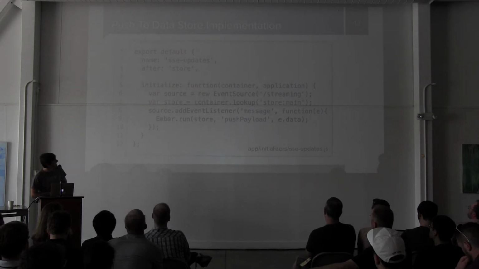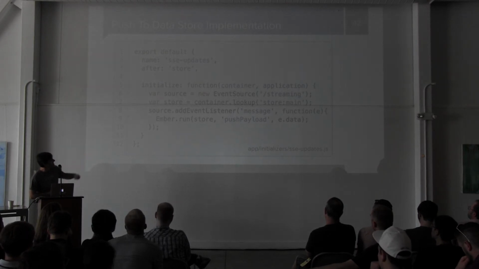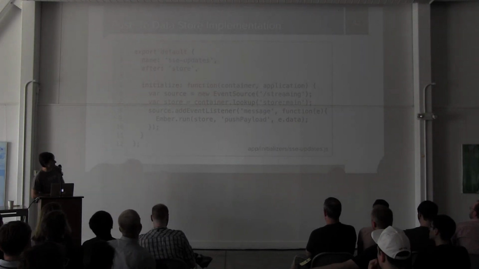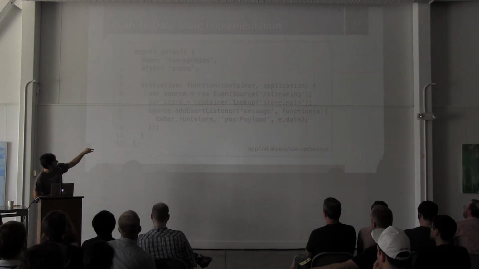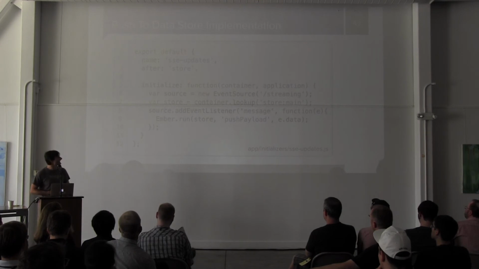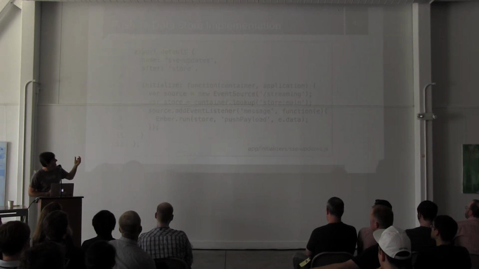What we do here is we're using the EventSource API that I mentioned. It's a very simple API. It lets you say new EventSource with a URL. In this case, we're going to connect to /streaming. And then later on line 8, you can say source.addEventListener. There's a few different kinds of events that EventSource emits. In this case, we're just going to use message.